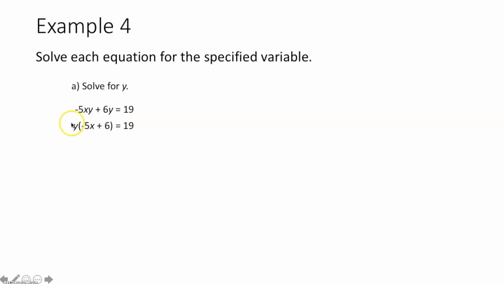Now, why did I do that? Because now I have the y right here, and all I have to do to get the y by itself is just divide both sides by -5x plus 6. And now I do this because the -5x plus 6 up here and the -5x plus 6 down here cancel each other out, just leaving me with y. And I'm done. There's no way to break this up into 2 separate terms. We only have 1 term in the numerator, so we just leave it like this.